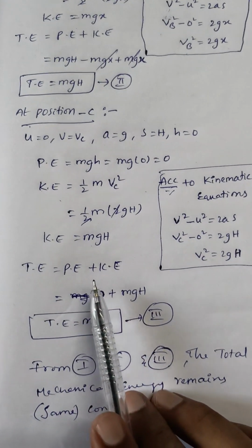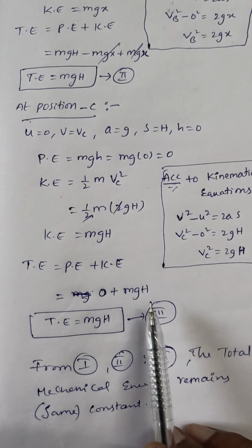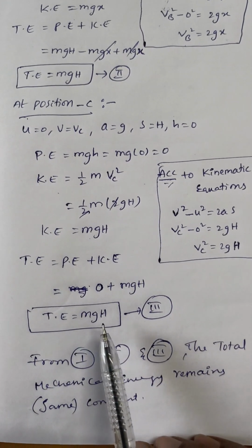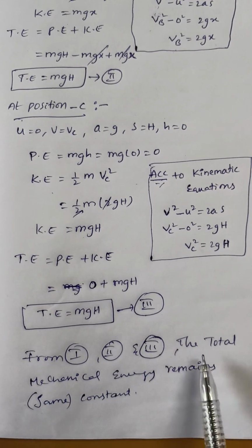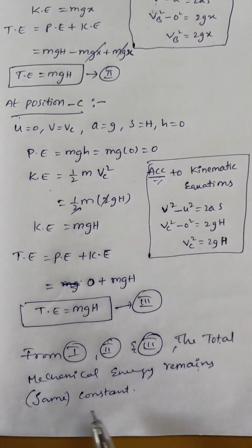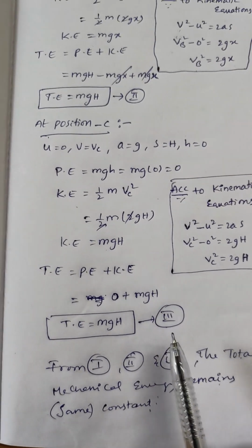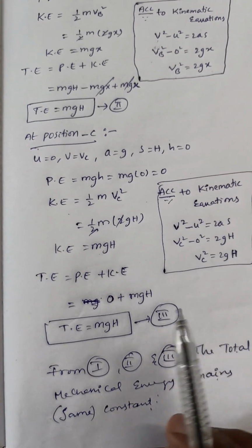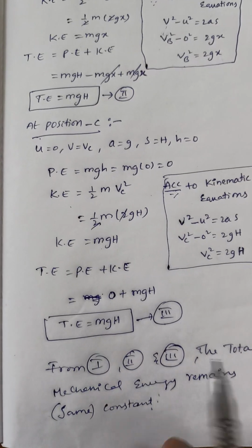Total energy is equal to potential energy plus kinetic energy, that is 0 plus mgH. Total energy is equal to mgH. This is equation number 3. From equations 1 to 3, the total mechanical energy remains constant. Hence, it has been proved that in case of a freely falling body, the law of conservation of energy is conserved.